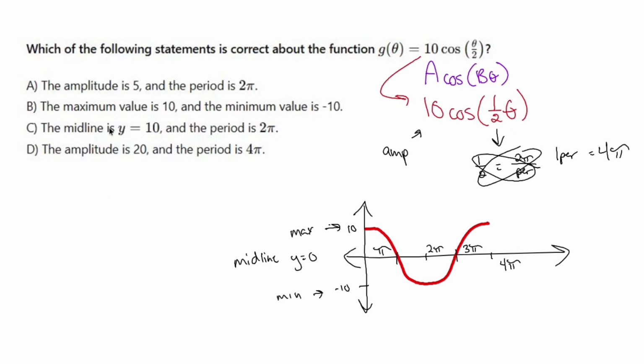Which of these is true? The amplitude is 5. Nope. The period is 2 pi. Nope. The maximum value is 10. Yup. The minimum value is -10. Yup. The midline is 10. Nope. The period is 2 pi. Nope. The amplitude is 20. Ooh, close, but nope. And the period is 4 pi. That's correct. And the whole thing ain't. So the answer is going to be B, baby.